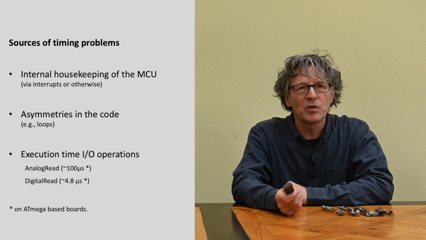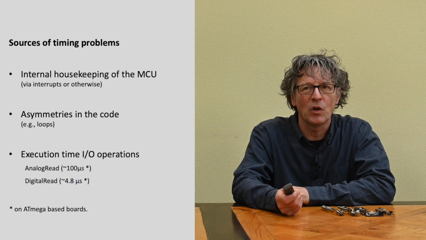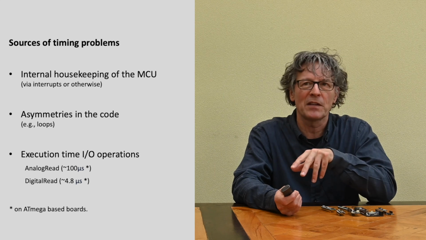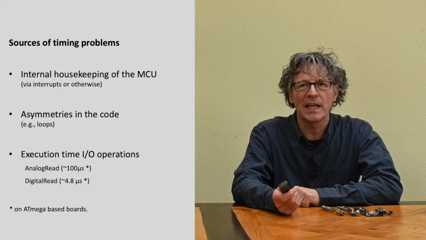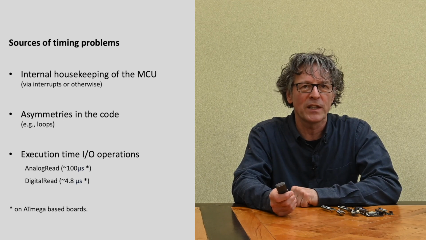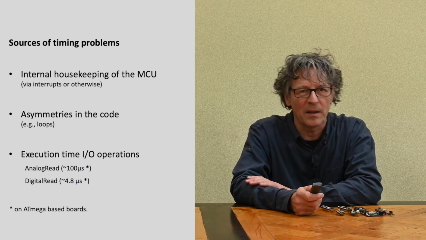Then there might be asymmetries in the code. Well, there was no asymmetry in my Blink code that I just used. But if you write more advanced code, for example, you read out an array and then you start again from the beginning, there will be an asymmetry. There will be a point in the code where you will be reading out the UI interface, for example, and that can result in issues as well.